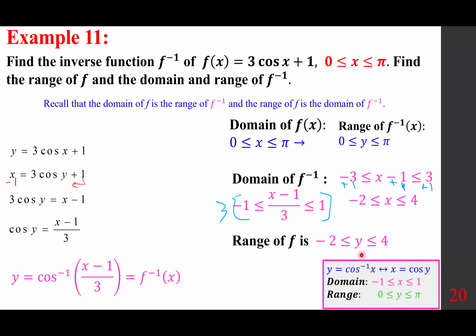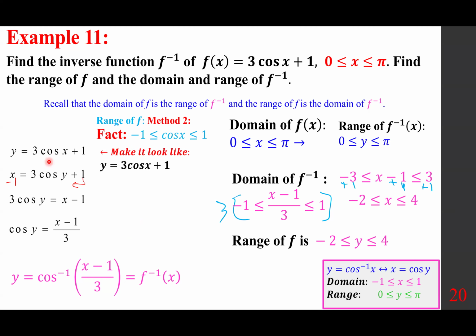The other method is very simple. Y represents the range. So we know cosine is between -1 and 1. So make it look like that. How do you make it look like that? First, you multiply by 3. So if I multiply by 3, I get -3 less than or equal to 3 cosine x less than or equal to 3. Finally, I need to add a +1. So if I add 1 here, this also becomes -2. This also becomes 4. And if 3 cosine x plus 1 represents y, y must be between -2 and 4. And that's exactly what we have here. Same answer.